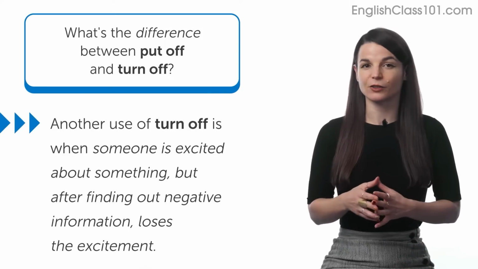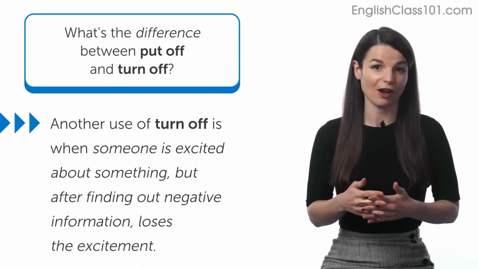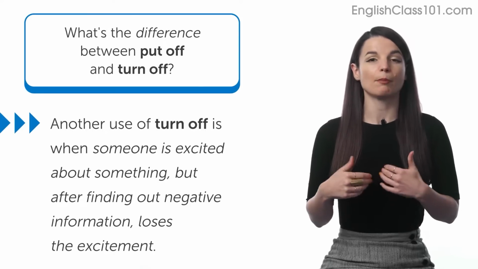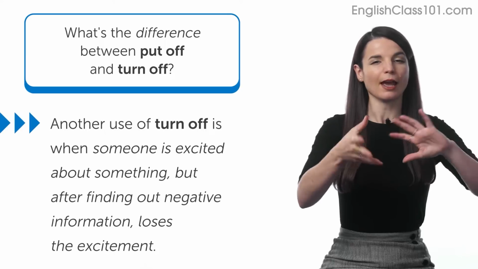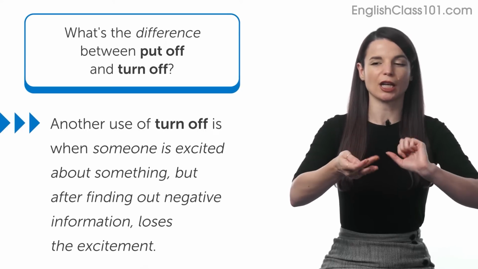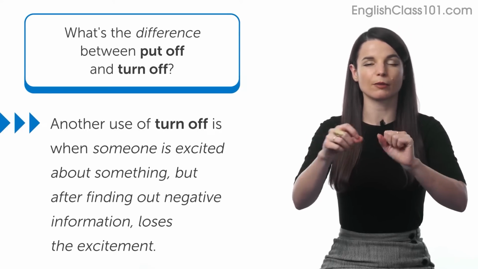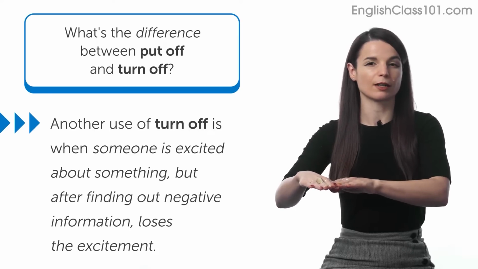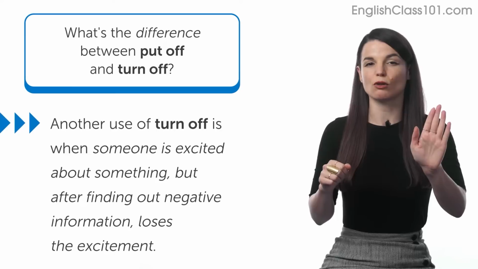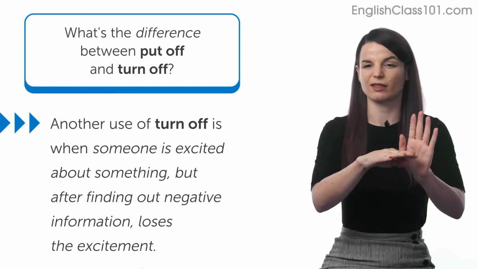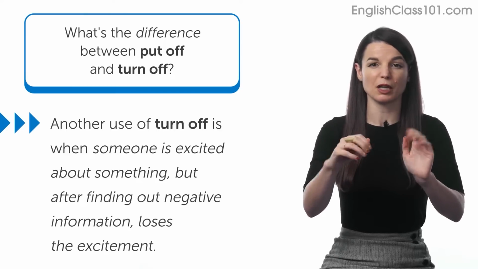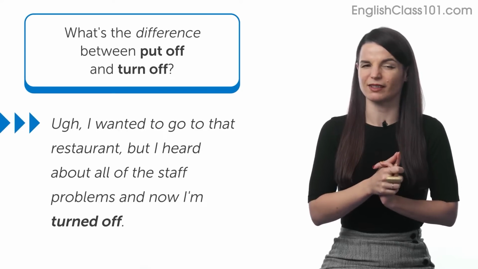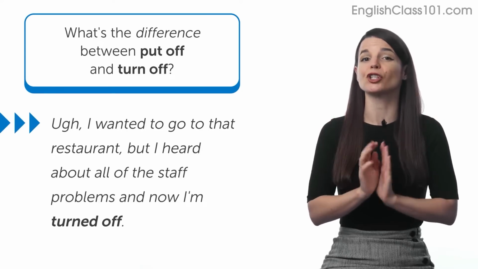There's another situation in which we use turn off. It's a little less common than the power down turn off, but it's when we're excited about something and then we learn some new information or we hear some news or something like that and we are no longer as excited about that thing. So for example, if you hear about a great new restaurant but you learn that maybe the staff are all really rude, you might say, oh, I wanted to go to that restaurant but I heard about all of the staff problems and now I'm turned off.